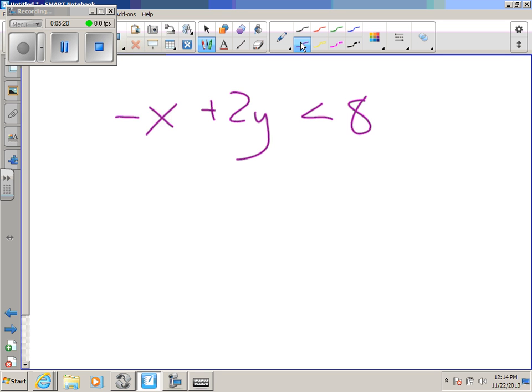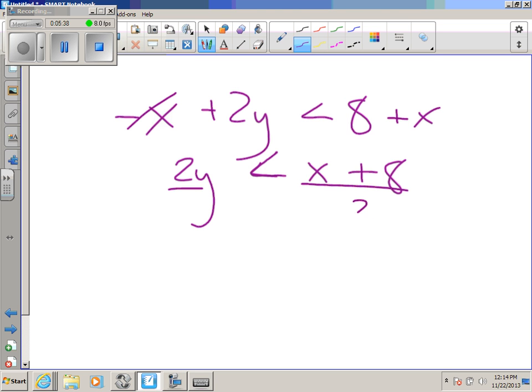I could do that, or let's add x, okay? So now I've got 2y less than x plus 8, okay? Then what? Divide both sides by 2. So now y is less than x plus 8 over 2.